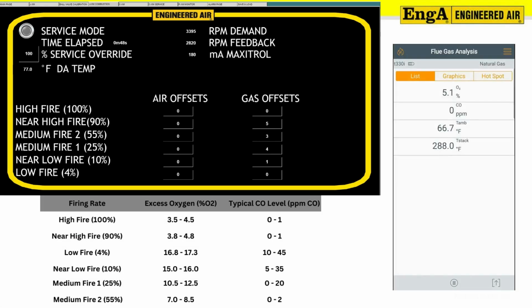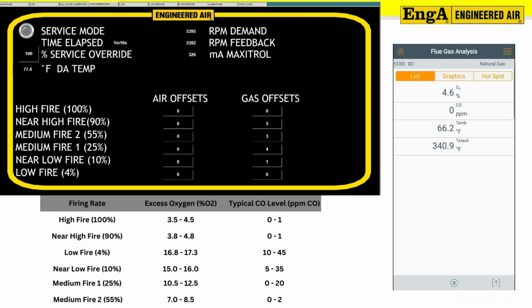Compare the measured oxygen percentage and parts per million of CO to the values listed in the first row of the table. For this example, the ambient temperature is 18 degrees Celsius, and we're measuring 4.8% oxygen. The Pac-Man combustion air slide should be adjusted closed to bring the oxygen level within the specified range. Anytime you adjust the Pac-Man, recheck the manifold pressure to verify it's still in range.